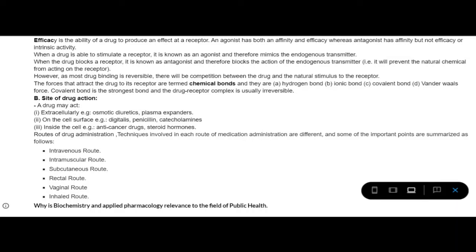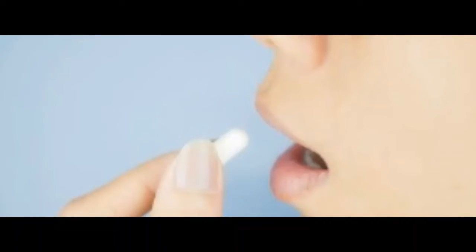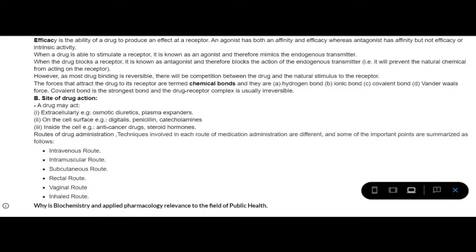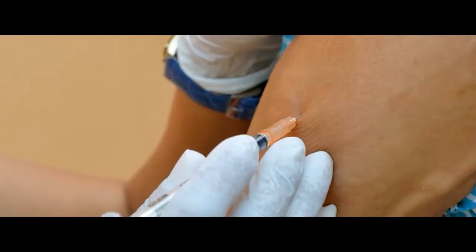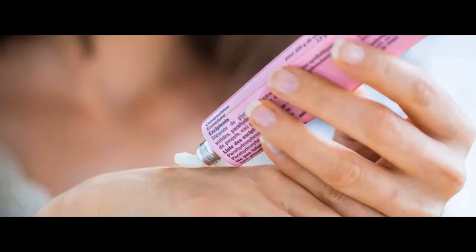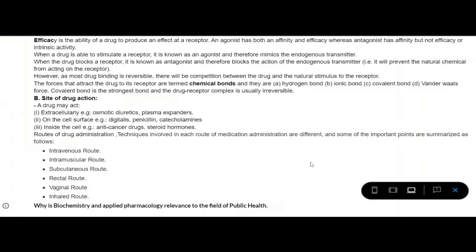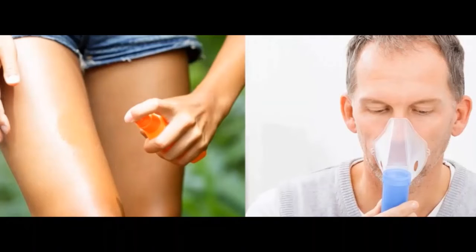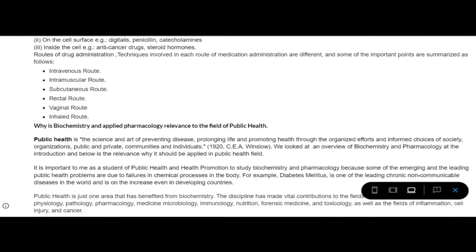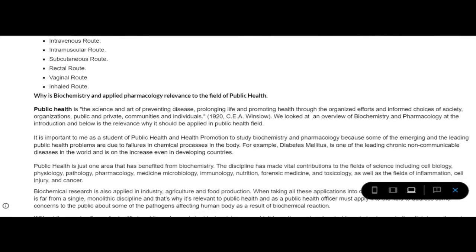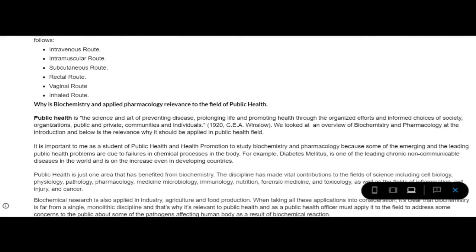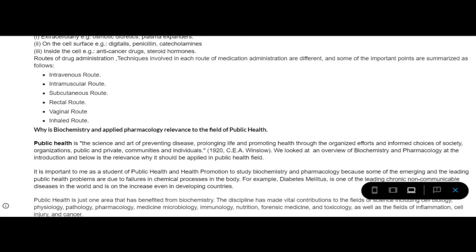Now, let's have a look at routes of drug administration. We have intravenous routes, that is IV. We have intramuscular routes, IM, we have subcutaneous routes. We have rectal routes. We have vaginal routes. We have inhalation routes. That is it.